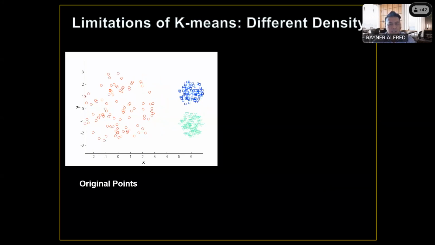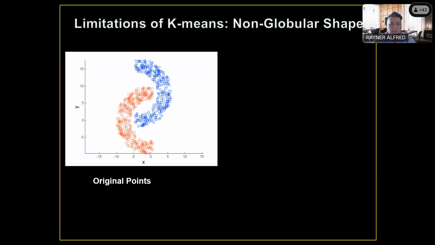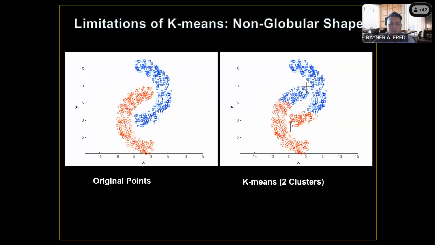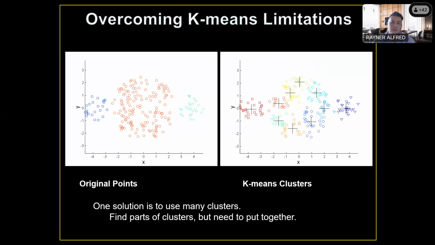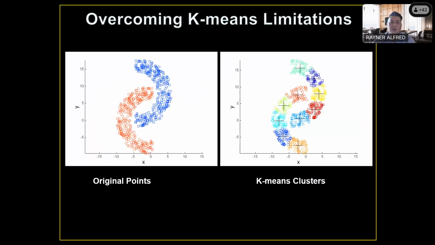Okay, with different density, we may have a different result again, or non-globular, so we may have this. To solve this issue, they said, why not have more centroids to cover the data and then have compact clusters. So for this one, we will have 10 to cover different sizes, to cover different densities, and to cover non-globular shapes.